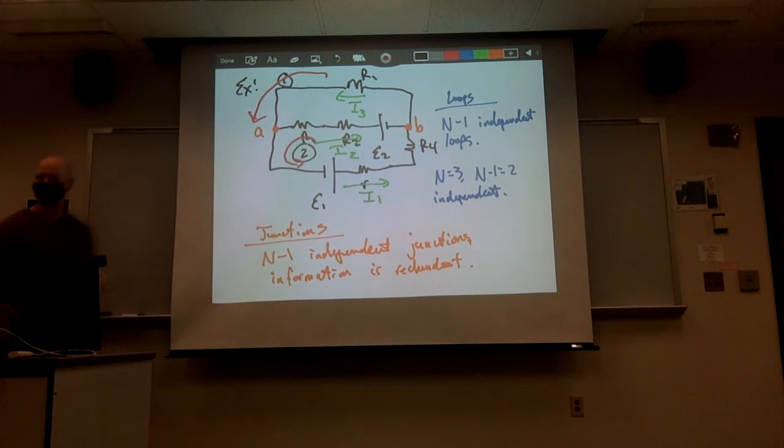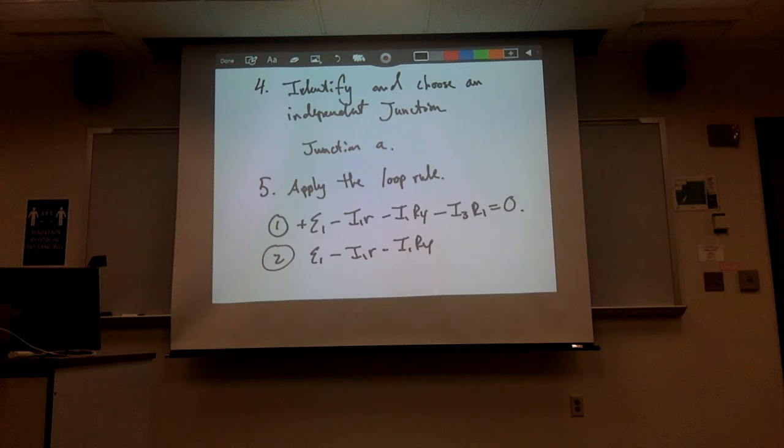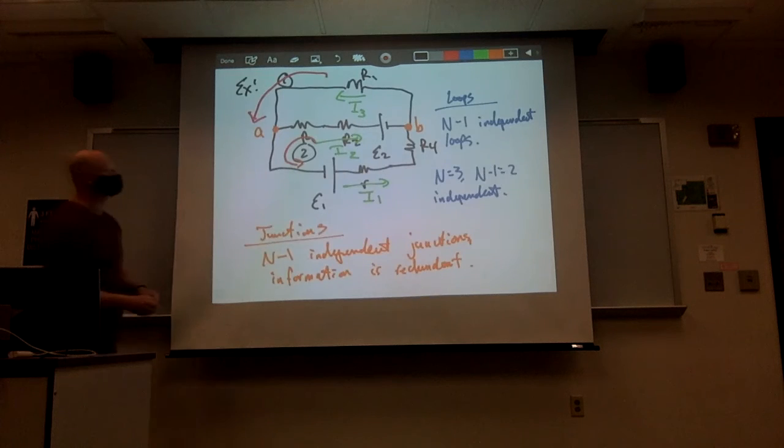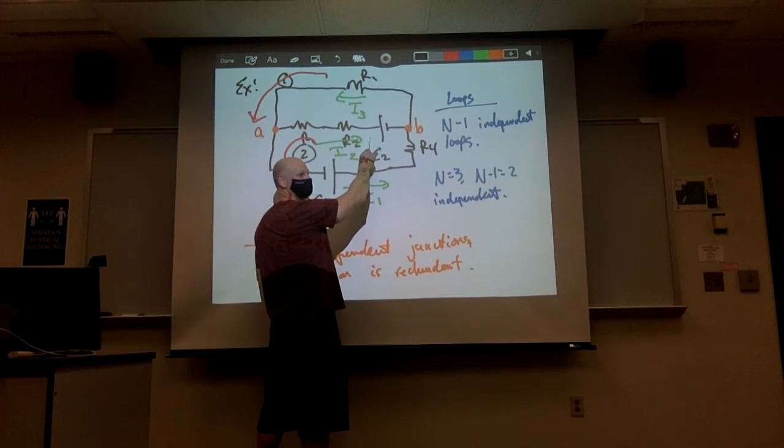So is that positive or negative? From the negative to the positive. Is that positive or negative? Positive, right? So in this case, I'm going across the battery from the negative terminal to the positive terminal, so I have to increase in potential.